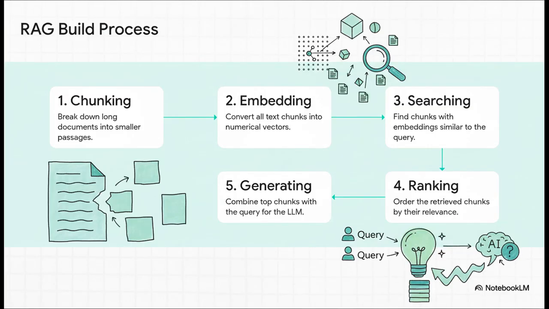First, you've got to chunk your documents. You break them down into smaller, bite-sized pieces. This is super important for making the search fast and efficient. Second, you do what we just talked about. You create numerical embeddings for every single one of those chunks. Third, when a user asks a question, you search for the chunks with the most similar embeddings. Step 4 is ranking. You got to sort the results so the absolute best, most relevant chunks are at the top. And finally, you take those top chunks, combine them with the original question, and send the whole package off to the LLM to work its magic and generate the answer.